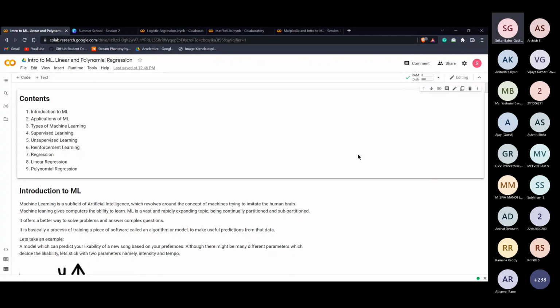Let's start with the introduction to ML. Now, this is the main part. This is the interesting part. Until now, you have learned the basics. From the basics, we'll move on to what machine learning actually is.